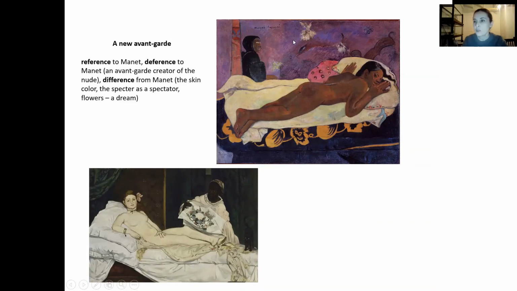And in Gauguin, you can always tell when we are looking at a vision or a fantasy because you have these floating flowers in the background to indicate that this is not reality that is happening. So you have the different skin color, you have the specter as a viewer, and you have the flowers as a dream. And this is what a post-impressionist take on the nude is. It's a very symbolist, very metaphysical take on this old tradition.